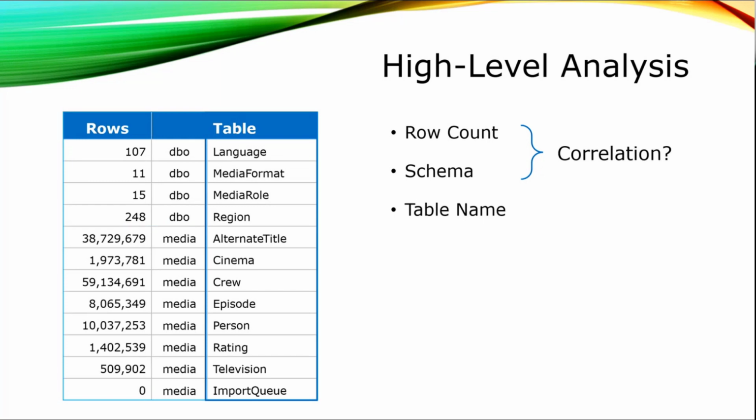We can also make some inferences based on the table names, right? So cast and crew. Movies have cast and crew. It's probably the second most common screen that people look at in IMDb. And then made for TV. Television, TV shows have episodes within them. So it's a pretty easy jump to make to say these tables are related.